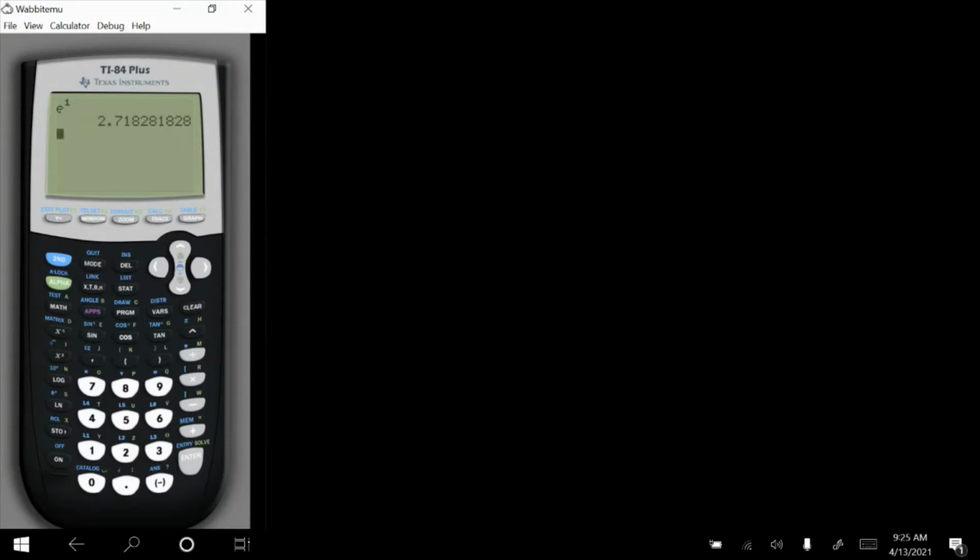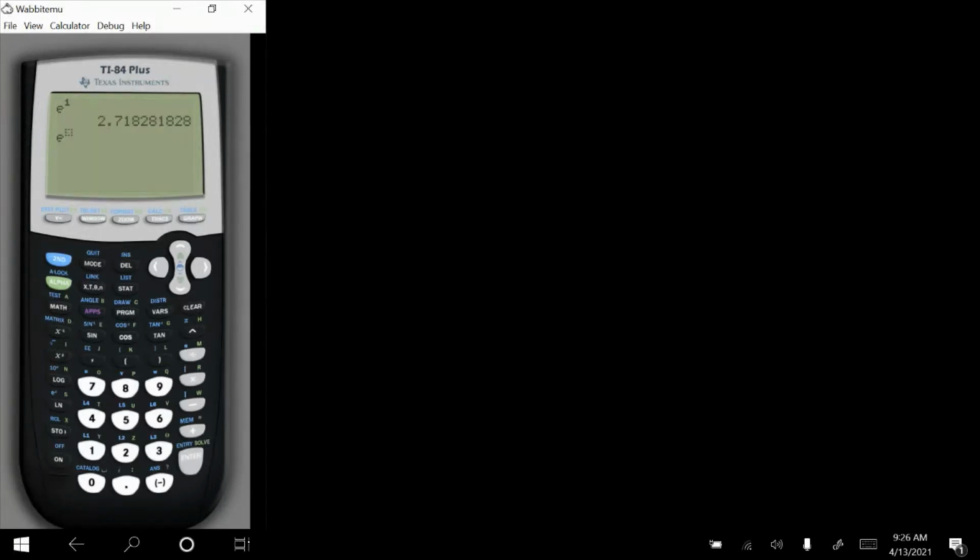Now e squared, I'll show you with the second route that you can take. So let's press the second button, and then in the first column next to 4, there should be a key that says ln. Let's press that. And I like to use this one more so than the first route because it puts me in the exponent.